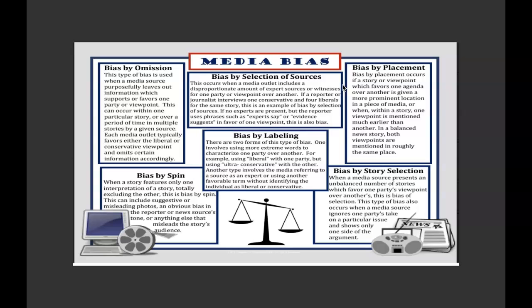Down here at the bottom right, bias by story selection. When a media source presents an unbalanced number of stories which favor one party's viewpoint over another's, this is bias by selection. This type of bias also occurs when a media source ignores one party's take on a particular issue and shows only one side of the argument.